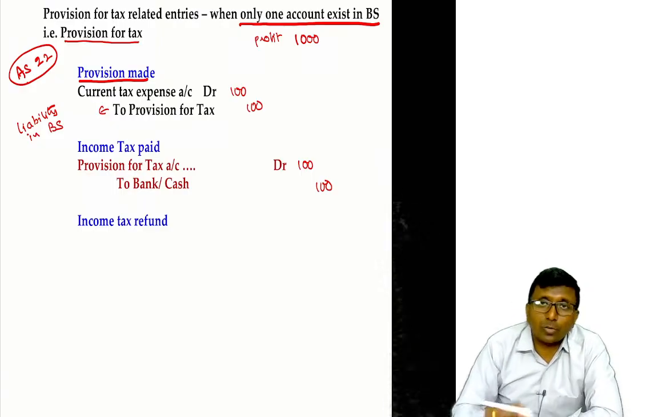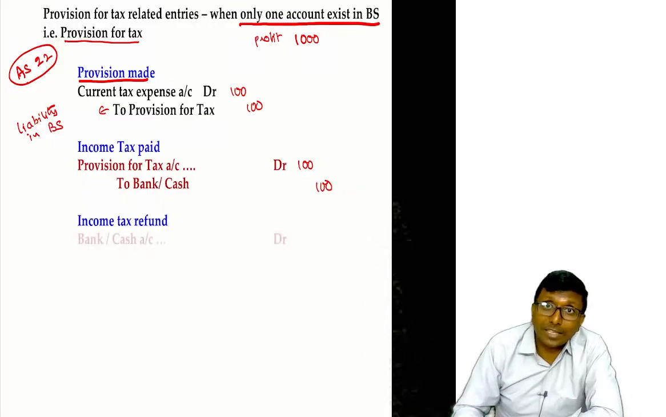Correct. So what will happen? That 5 rupees will come back. So the refund is there. So what do you do? First the money has come back.